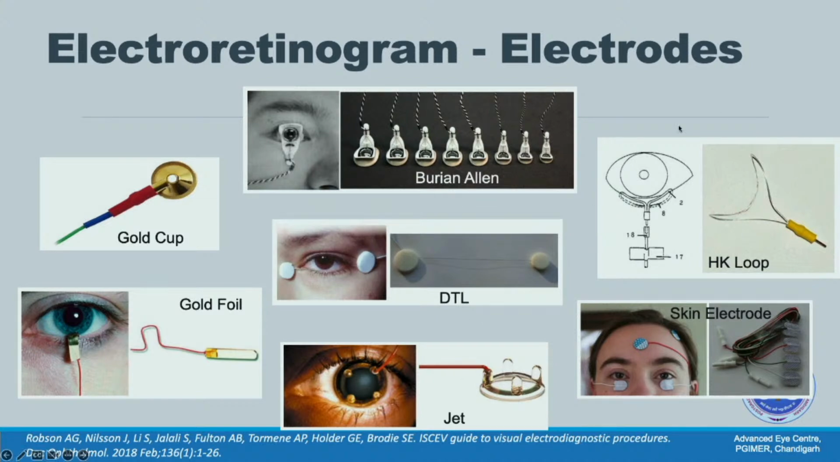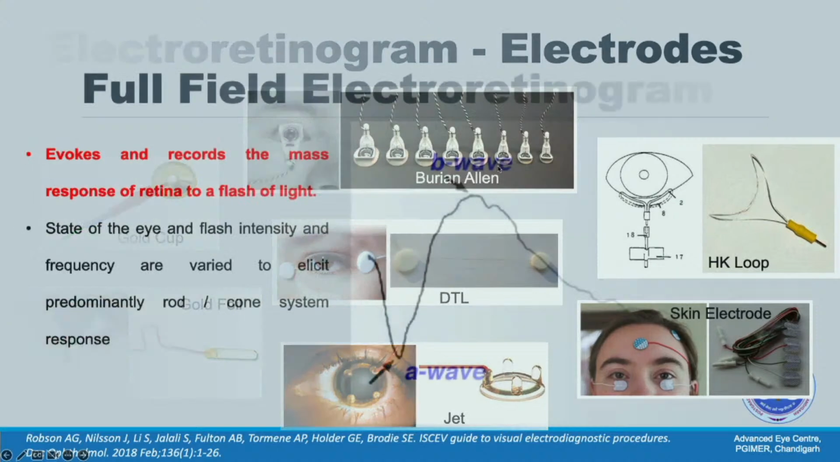And also when you are doing a pattern or a multifocal ERG, you would want an electrode that is not coming in your visual pathway. So contact lens electrodes cannot be used for recording multifocal or pattern ERG. You want a clear visual pathway with a well refracted patient. So for that, the gold foil or the DTL electrodes would be ideal. And the reference and the ground electrodes come with the gold cup electrode.